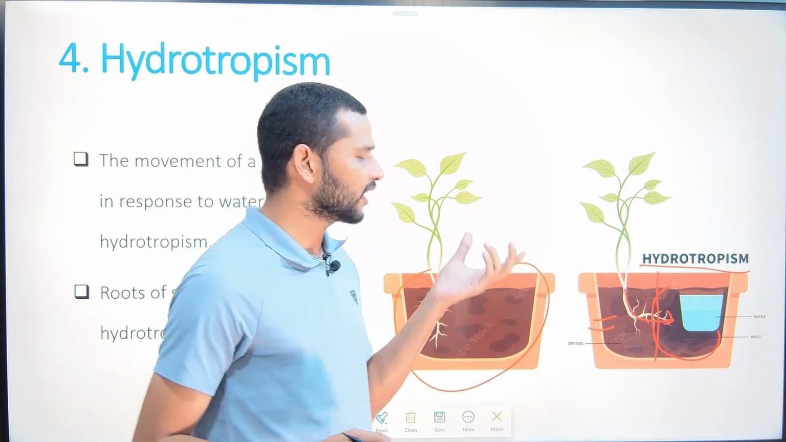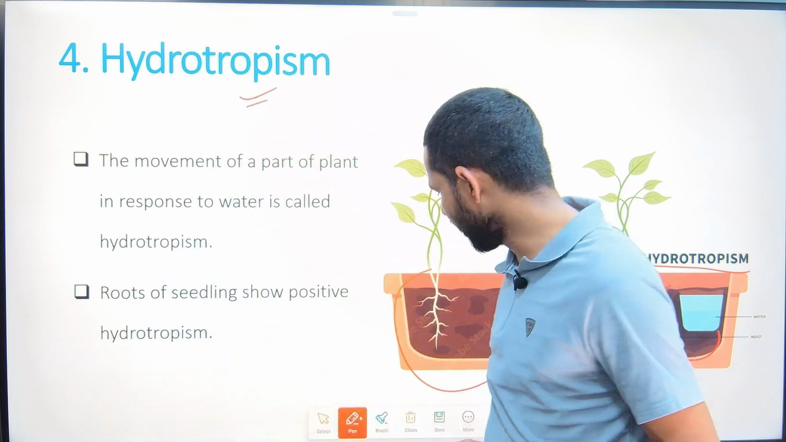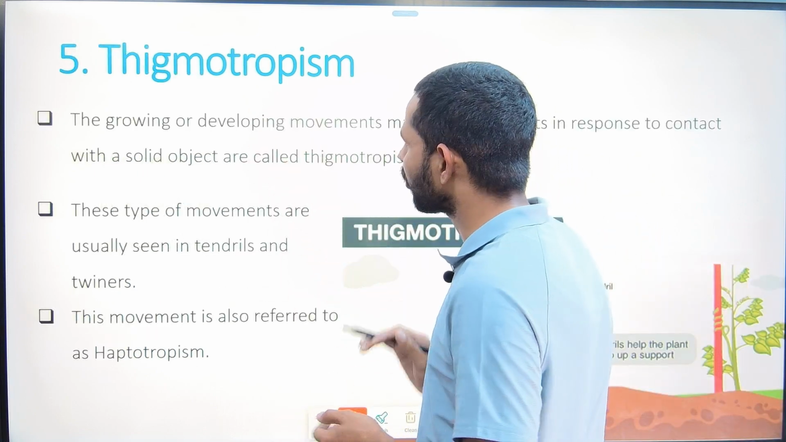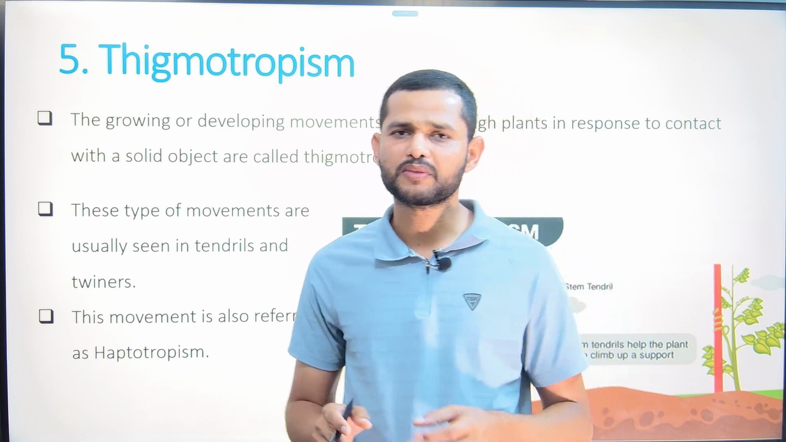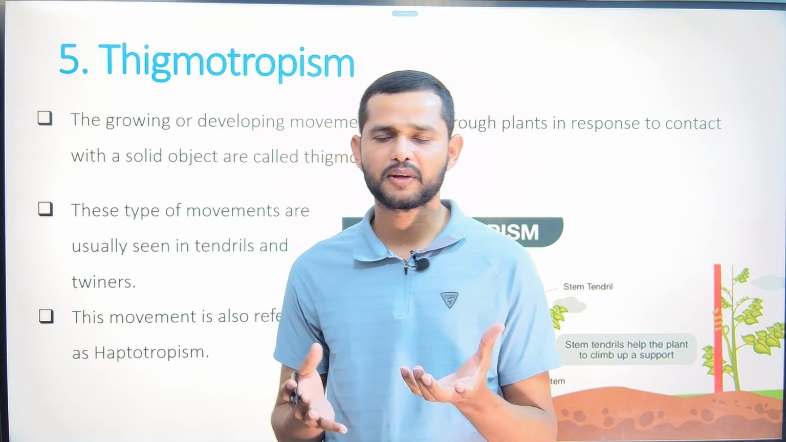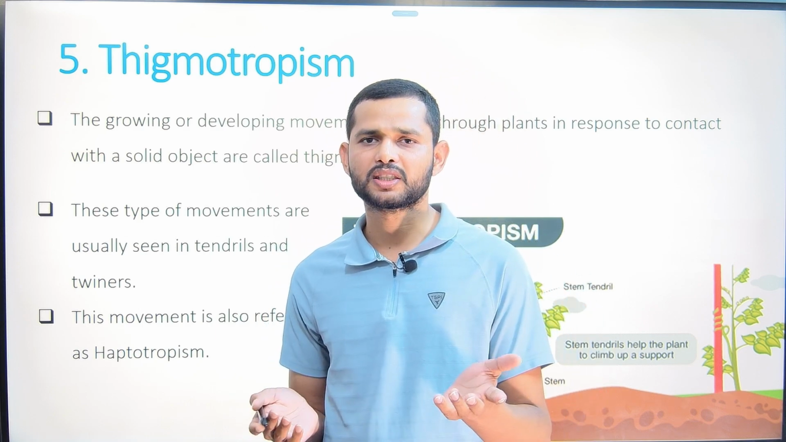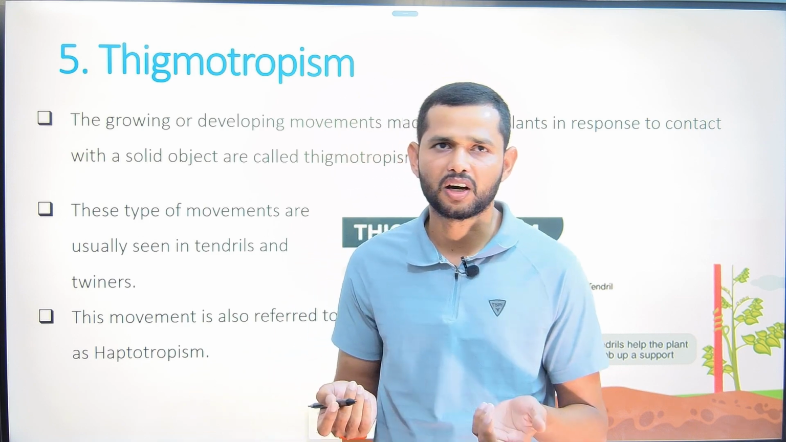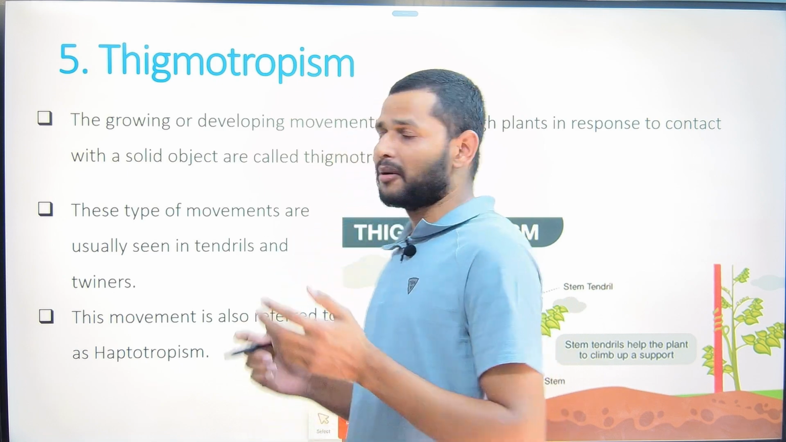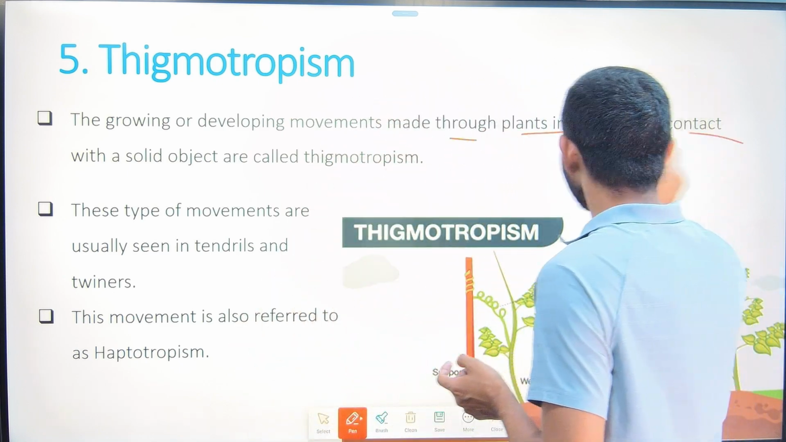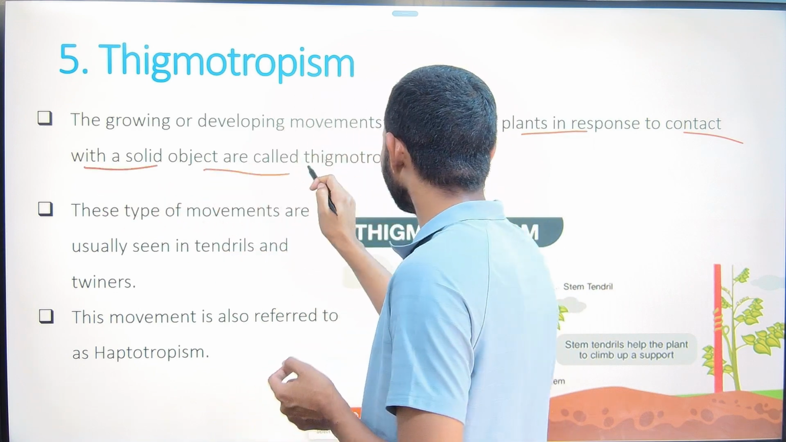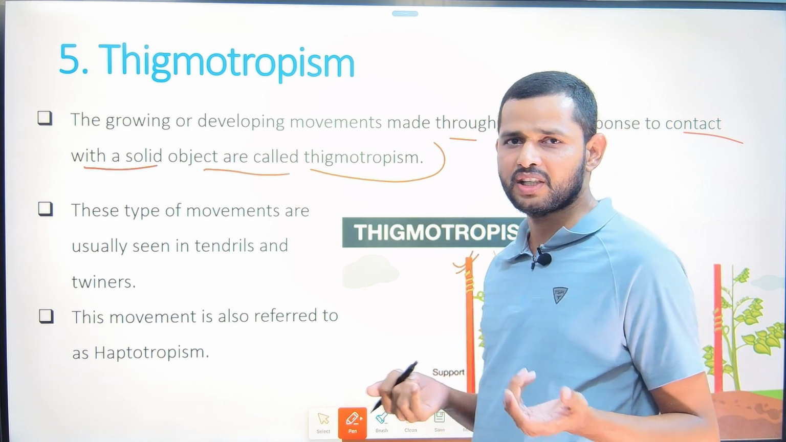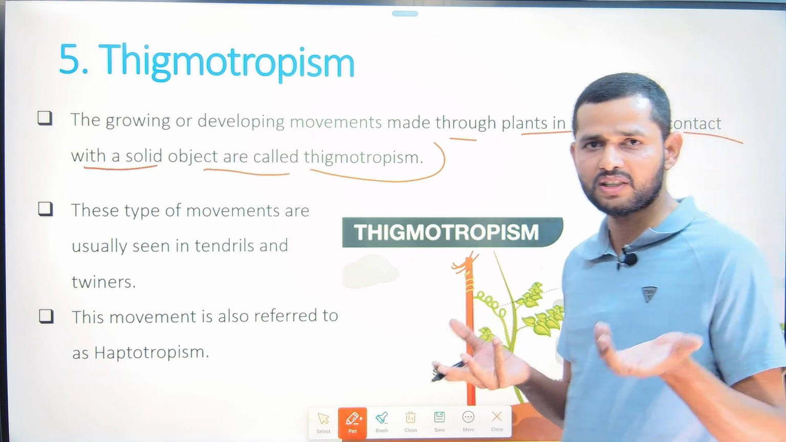It is also a very good and clear example of hydrotropism. Okay, so we'll go to the next. It is thigmotropism. What is thigmotropism? Thigmotropism is a magical example for some families like the cucurbitaceous, such as cucumber, muskmelon, watermelon, and butter gourd and all. So the growth or development movement made by plants in response to contact with a solid object is called thigmotropism. What is that solid object? The solid object is the stimulus, because it is the stimulus to which the plant responds.